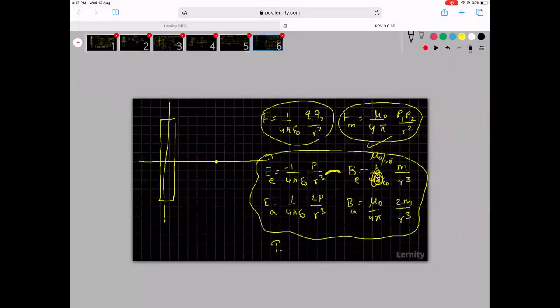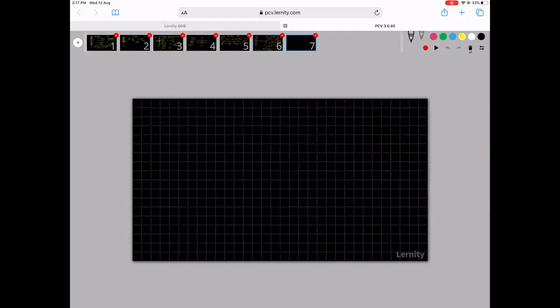Torque is equal to m cross B. Here it is P cross E, here m cross B. Then work done is equal to P E cos theta. Here it is m B cos theta. So everything is the same. If you understand this, then we can just move on.